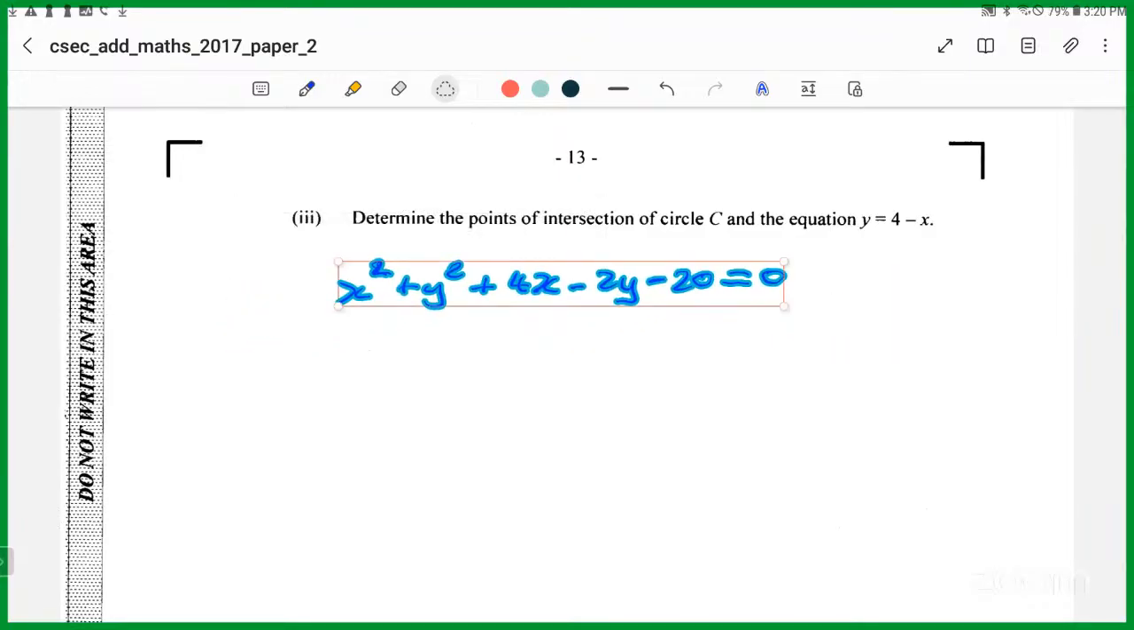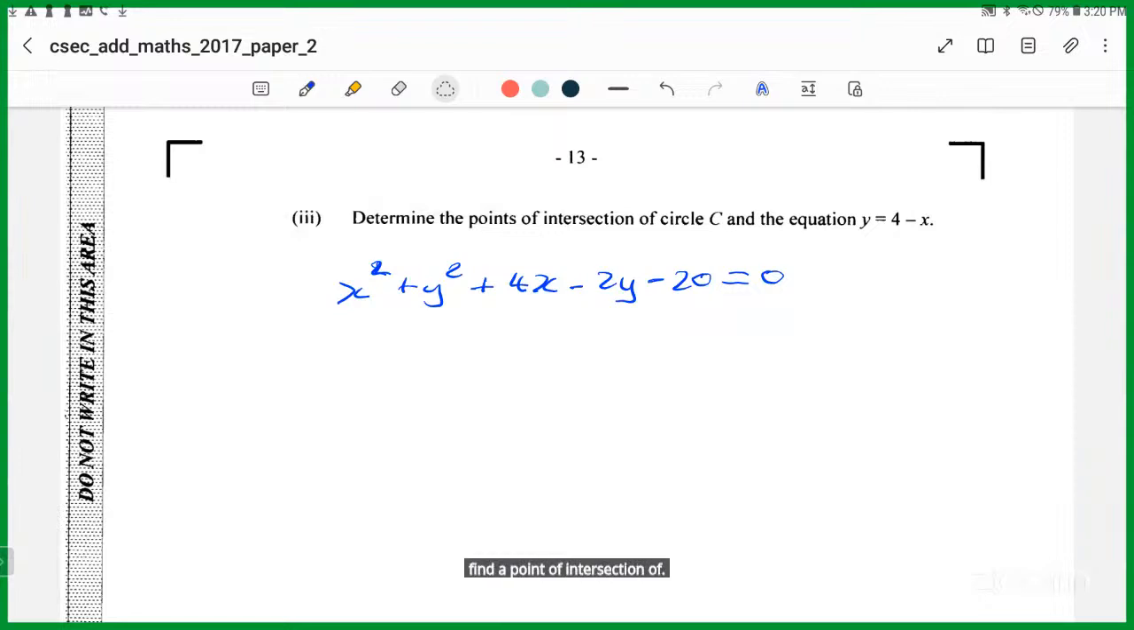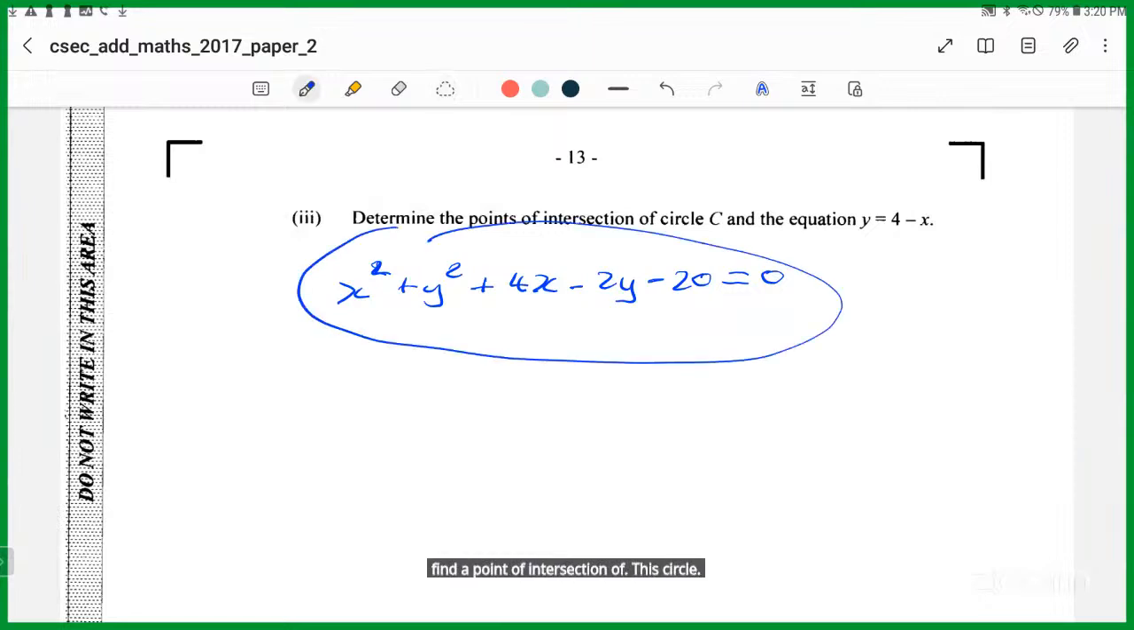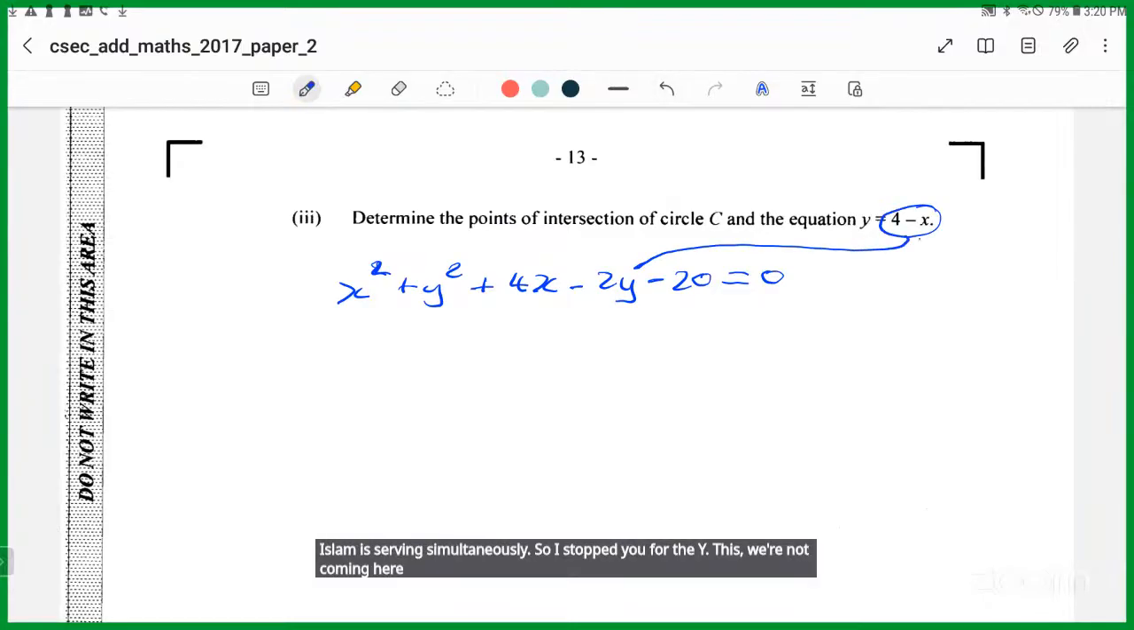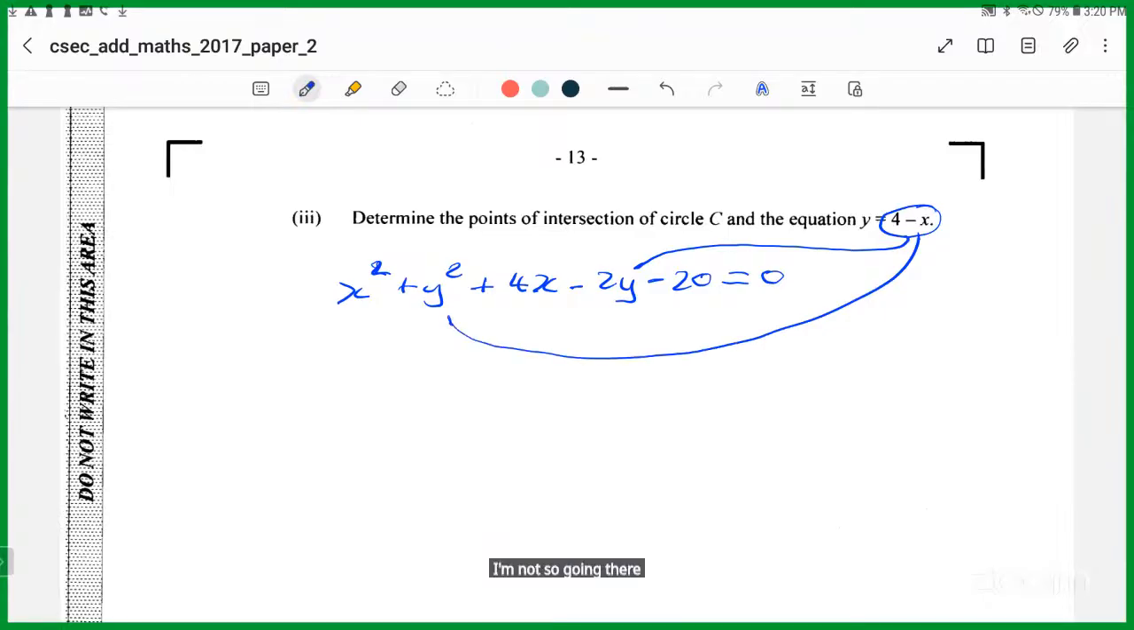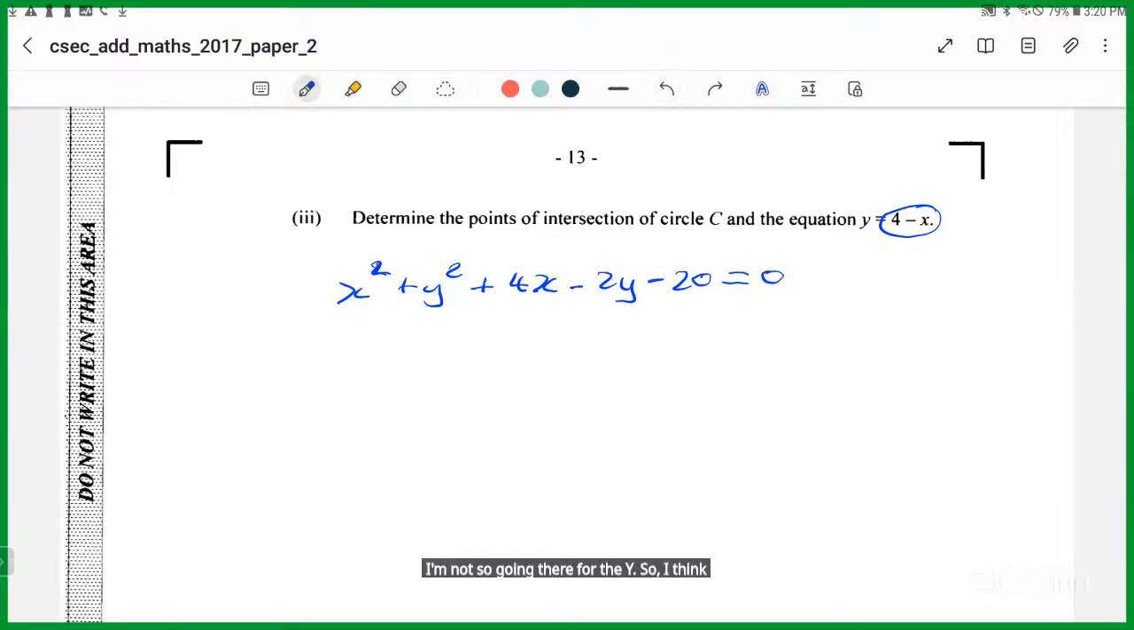So to find the point of intersection of this circle and this line, we solve them simultaneously. So we're going to substitute for the y. This is going to come in here for the y, and also go in there for the y. Alright? So at intersection, these y values become 4 minus x. Simple as that.